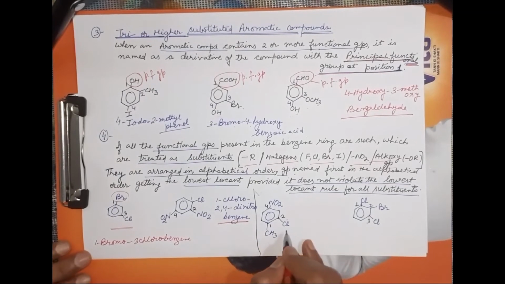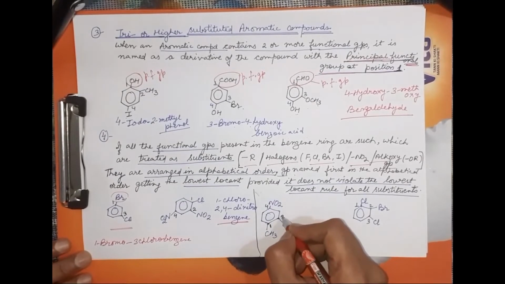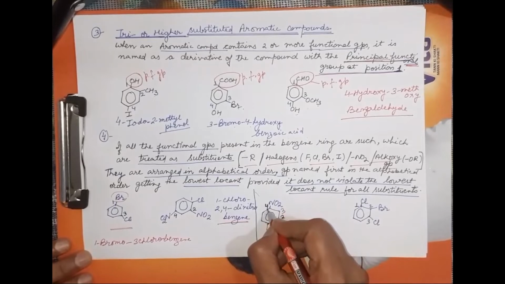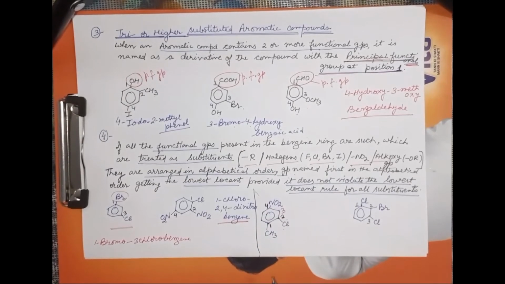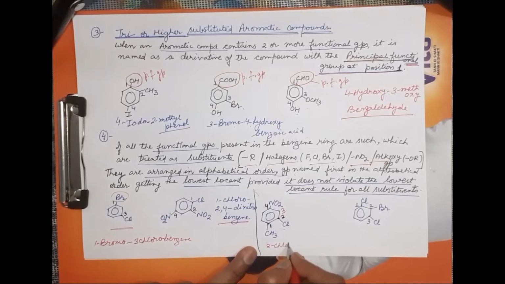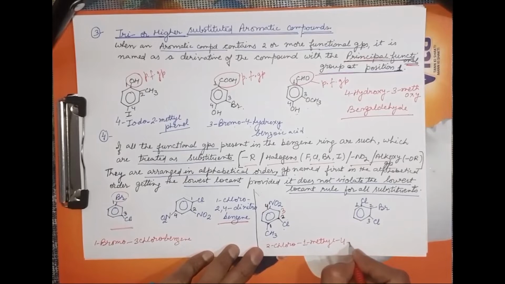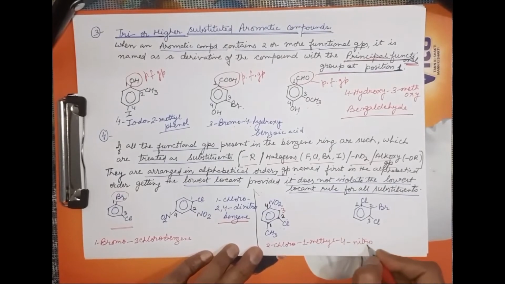So in this case we will not start the numbering from this carbon atom, rather we will do the numbering from this carbon atom. So this will be 1, 2, 3 and 4. So what will be the name for this? While writing the name, we will write this chloro first. 2-chloro, 1-methyl, 4-nitrobenzene.